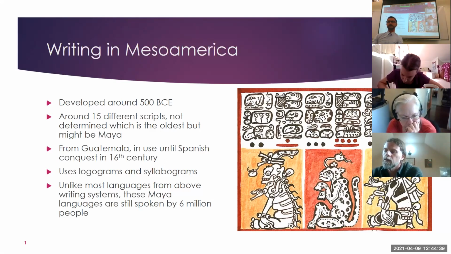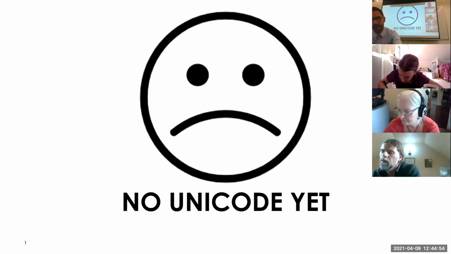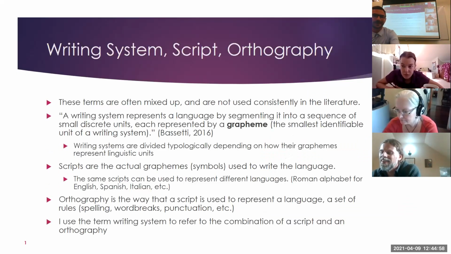It's interesting because unlike cuneiform in the previous slides, these languages are still spoken by about 6 million people in Guatemala and southern Mexico. And there's no Unicode yet, so I can show you guys a chart.